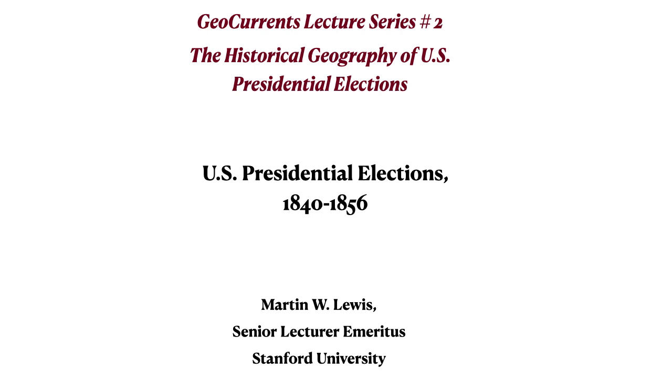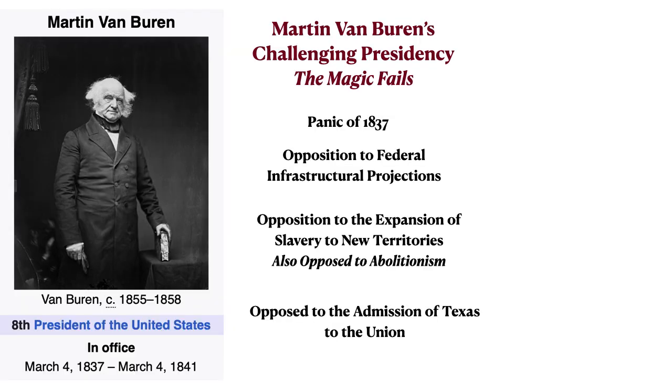Hello and welcome to the Geocurrents lecture series on the historical geography of U.S. presidential elections. Today's lecture covers elections from 1840 to 1856. This is during the second party system of the United States when the Whigs and the Democrats were vying for power at both the presidential and congressional and local levels.